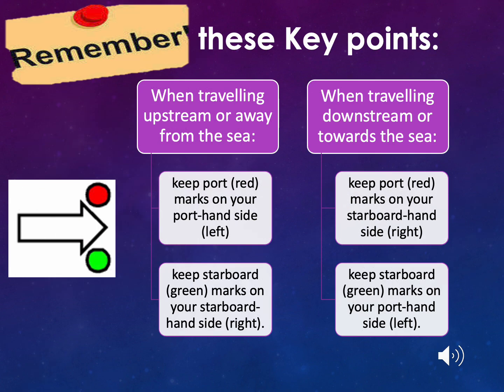Remember these key points. When traveling upstream or away from the sea, keep port, red marks on your port hand side, left. Keep starboard, green marks on your starboard hand side, right. When traveling downstream or towards the sea, keep port, red marks on your starboard hand side, right. Keep starboard, green marks on your port hand side, left.